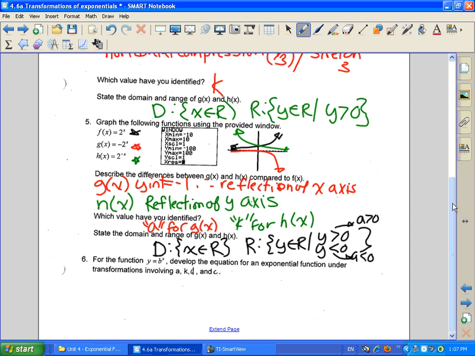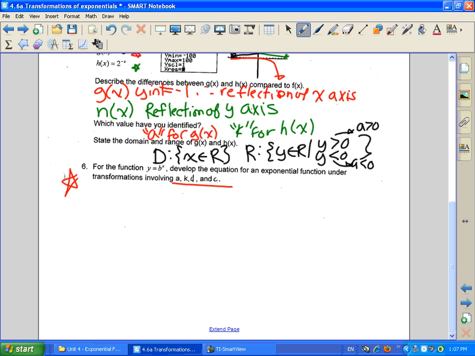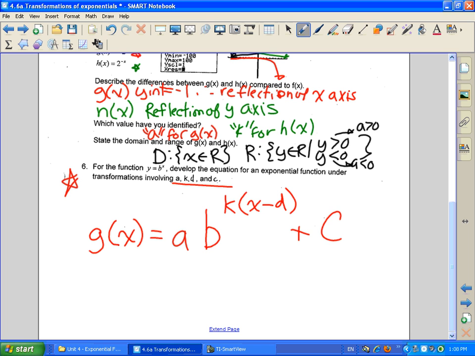So now, ladies and gentlemen, here's the important part that we're arriving at. Now we're going to come up with an equation that has a, k, d, and c in it and apply it to exponential functions. So what we need to do is go f of x. Sorry, my fault. g of x, because f of x is going to be your parent function. So we'll go g of x equals a, that's your value of a, same as before, b, that's the new letter, k, x minus d, all up in the exponent, plus c.